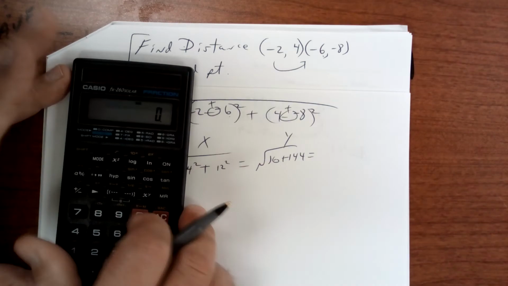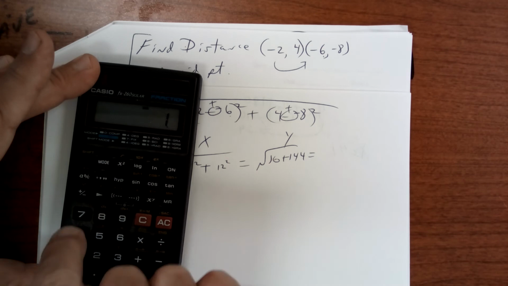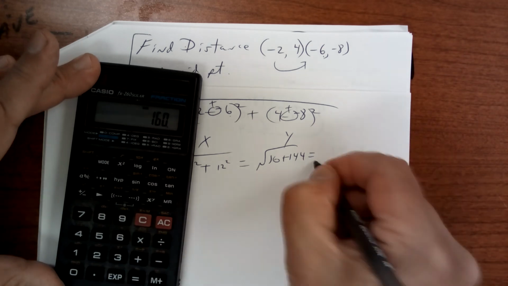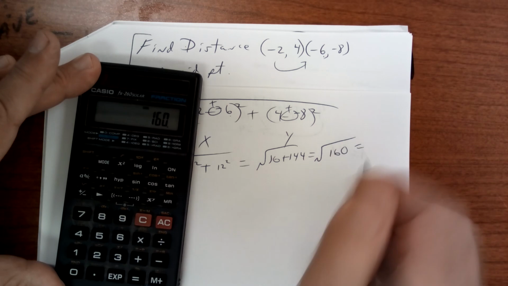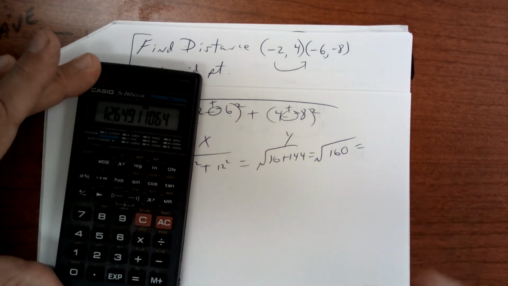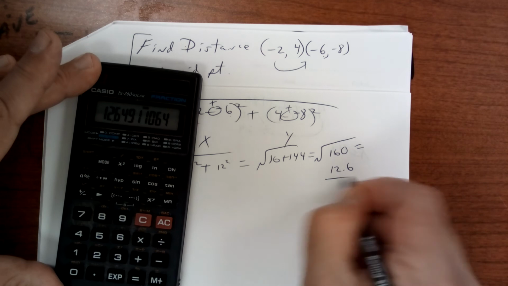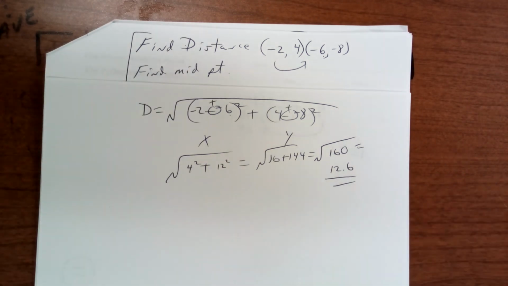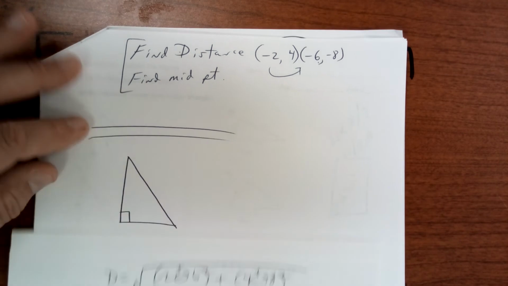So I get my calculator. 144 plus 16. Press equals and then hit shift square root. And I get 12.6. Okay, make sure you bring your calculator tomorrow too, because I don't have any to loan out.